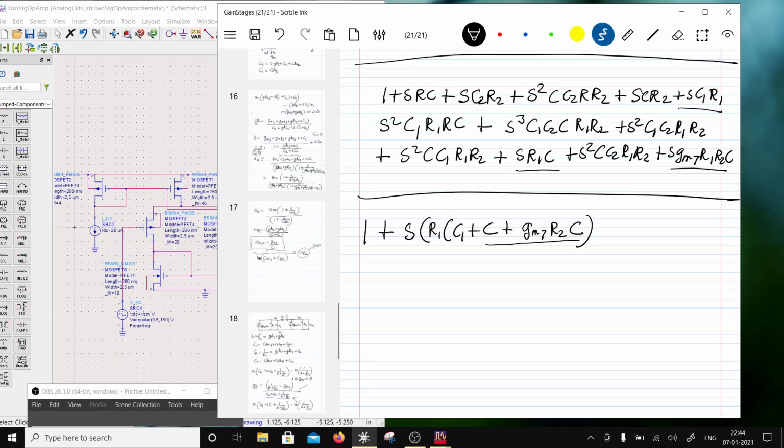Let's look for the term with S and R. So next is S and R is over here, RC. So SRC will be there. So there is going to be CR here. So this accounts for that term.